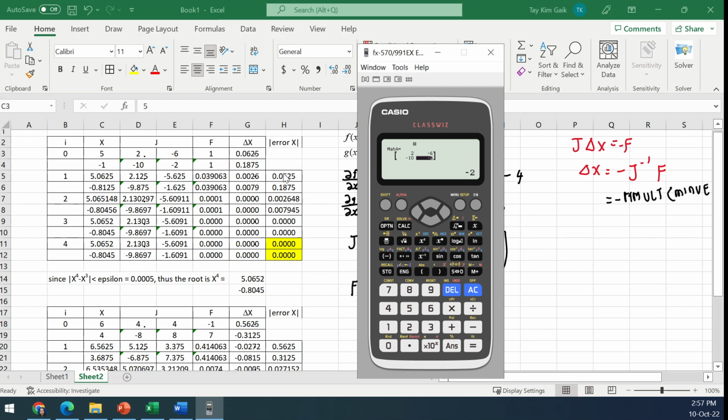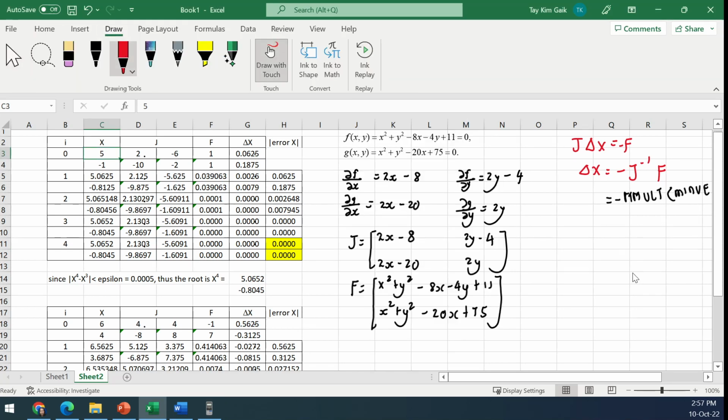Then we input vector f. So option, define matrix. Vector f, we put it as matrix B, number 2. Number of rows 2, number of columns 1. So you put in, okay, first one is 1, second row also 1. Then we want to do negative inverse Jacobian multiplied with f. In this case, we represent J using matrix A, and f using matrix B in your calculator.